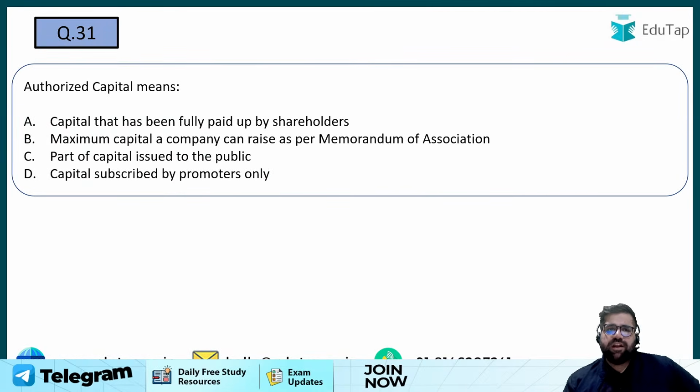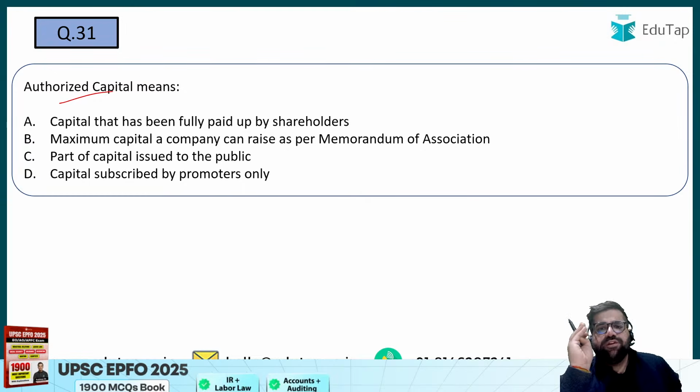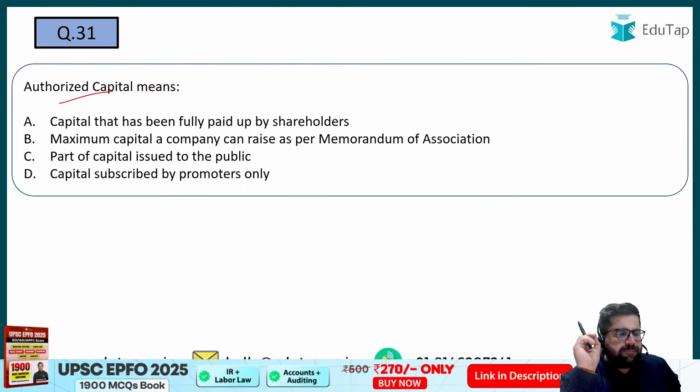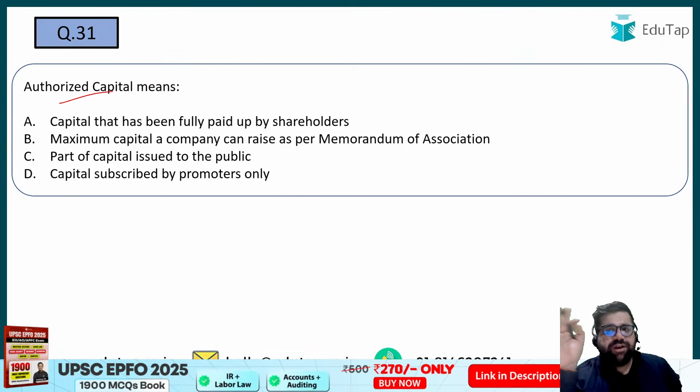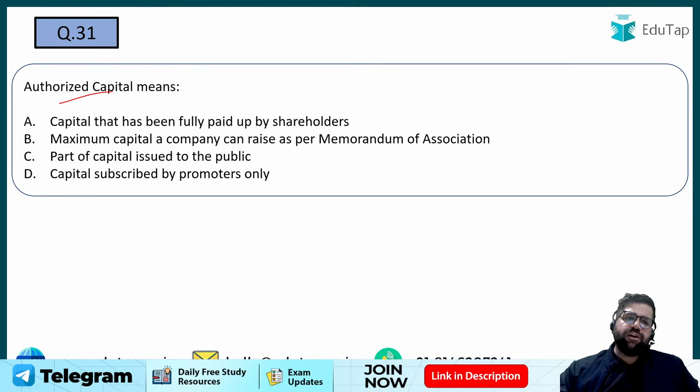Question number 31 now. Now we are discussing about capitals. Authorized capital means what? Capital that has been fully paid up by the shareholders. Maximum capital that a company can raise as per MOA, Memorandum of Association. A part of capital issued to public. A part of capital issued to public and subscribed by promoters only.